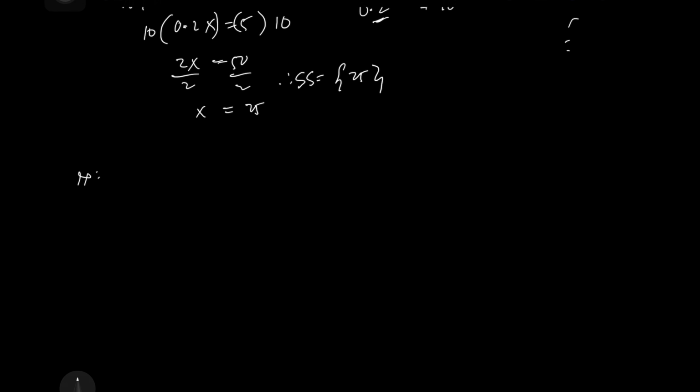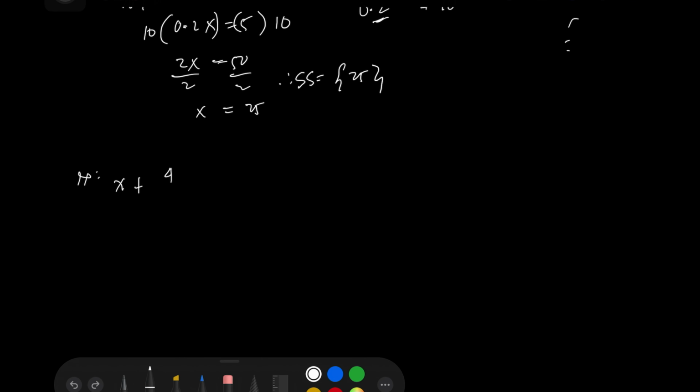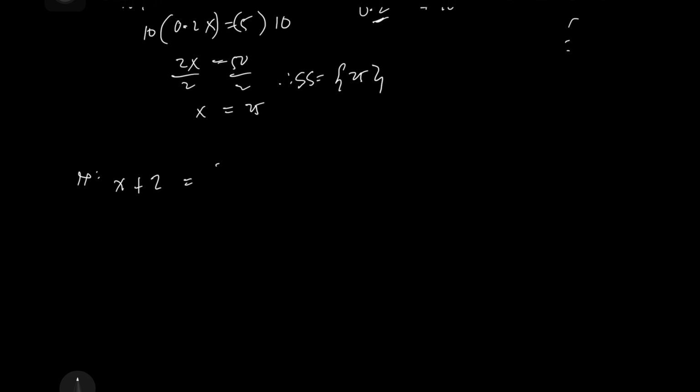Another example. We have x + 2 = (2x + 3)/2 + 0.5. So in this case, we have a fraction. At the same time, we have a decimal. So you can eliminate the denominator first or you can eliminate the decimal first. So it's up to you.